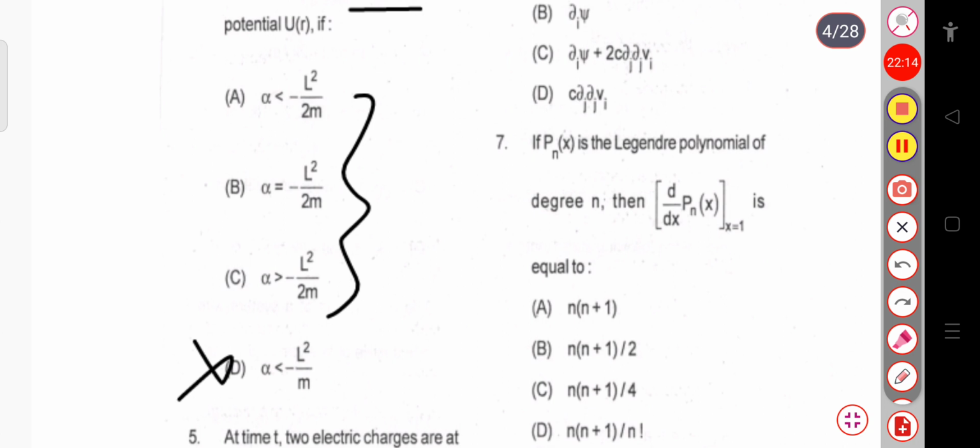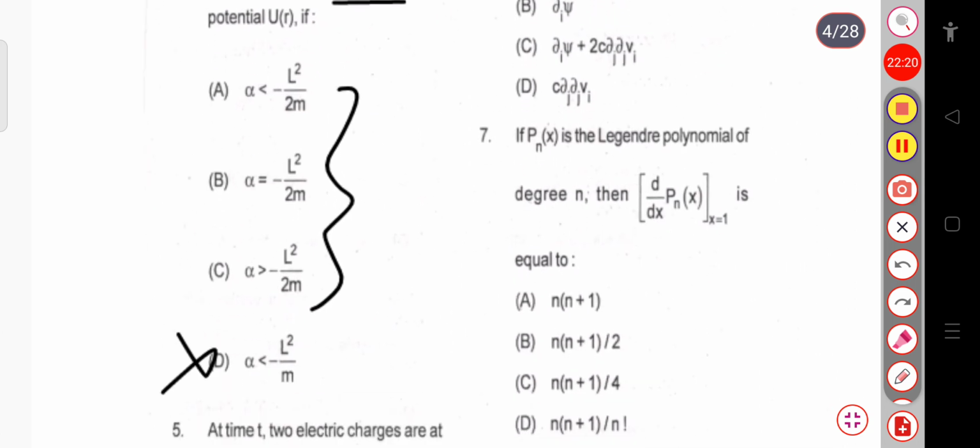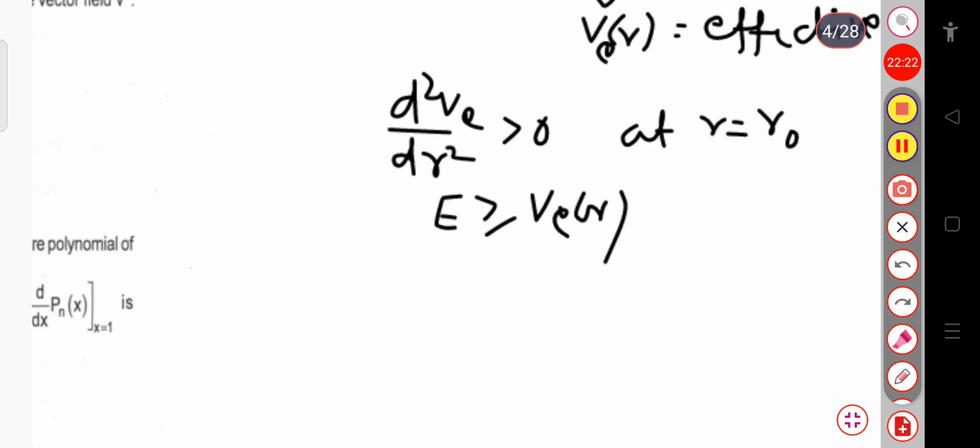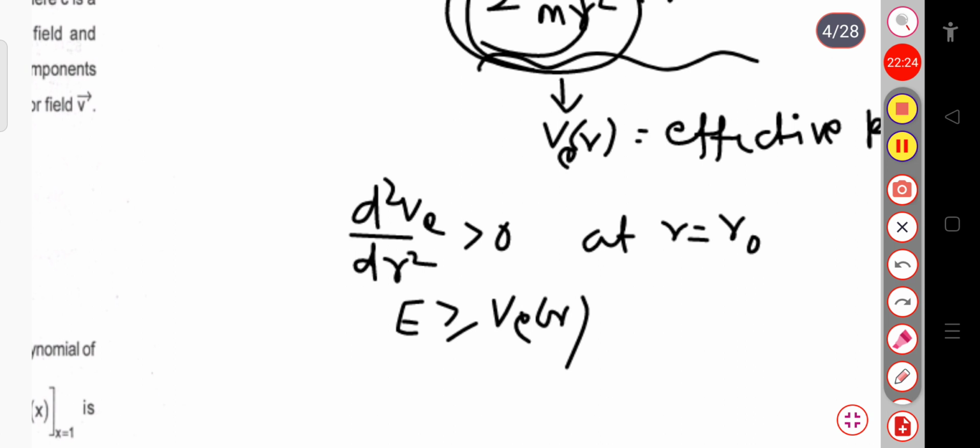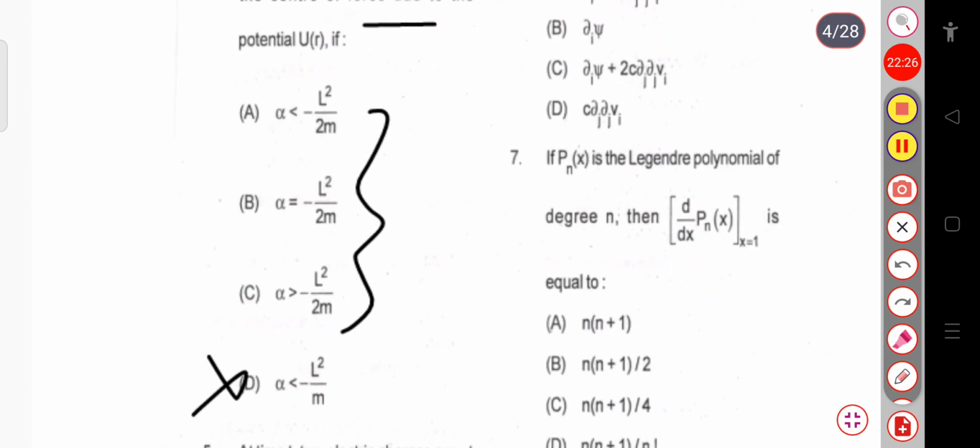Now this minus L square by 2m is to be considered because alpha is a positive constant, and also E is greater than or equal to V effective of r. So the answer will be alpha should be greater than minus L square by 2m. This is our correct answer.